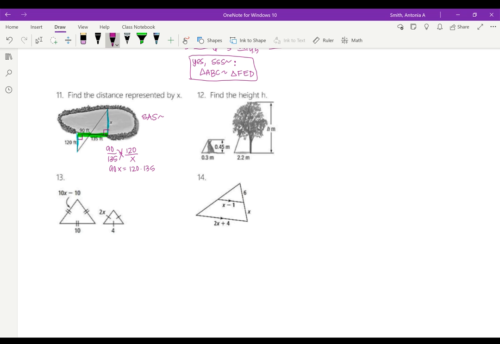120 times, whoa. Hold on, guys, my calculator's not pulling up.